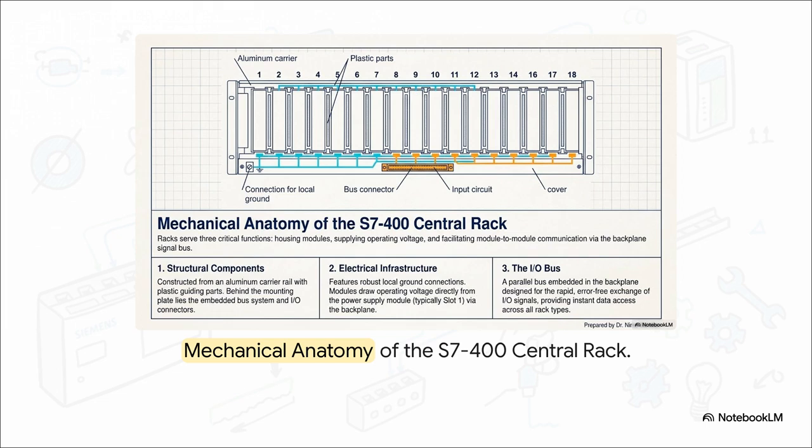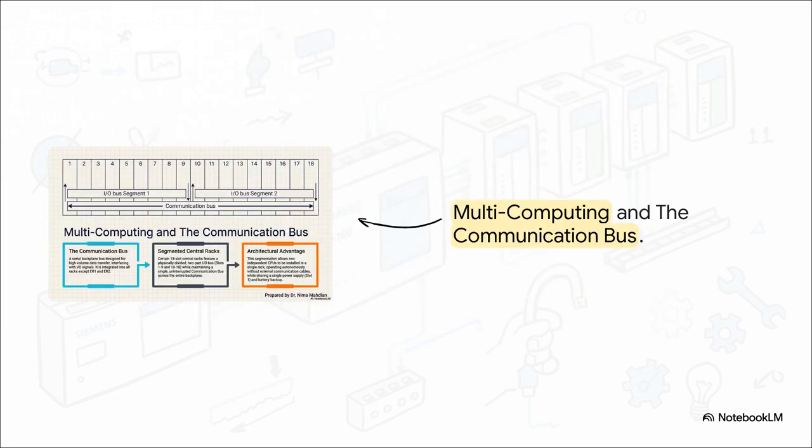That's a parallel bus embedded right into the backplane, explicitly designed for the super rapid, error-free exchange of those I/O signals we just talked about. Now, on this 18-slot rack, the I/O bus is actually physically divided into 2 distinct segments. You have slots 1 through 9, and then slots 10 through 18.